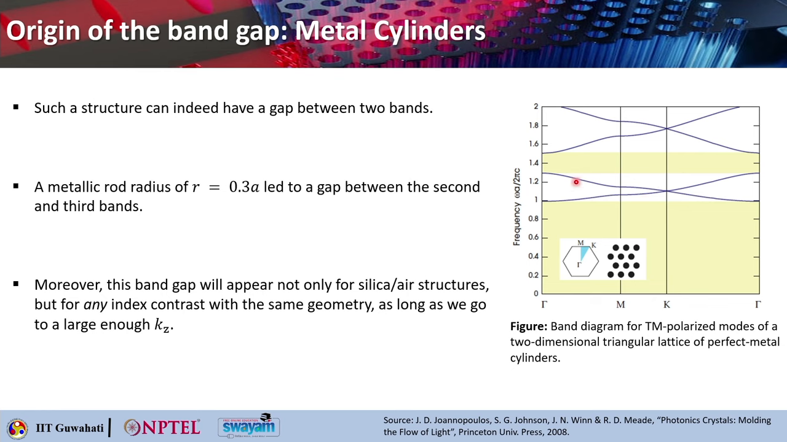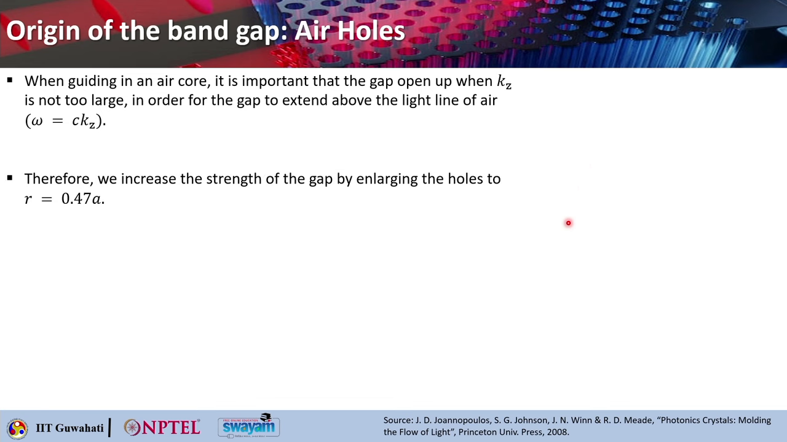If each of these bands has two modes, in that case there will be a fourth, and here a fifth. So you will actually see a gap between the fourth and the fifth bands for sufficiently large kz values. Okay, we'll come to that.